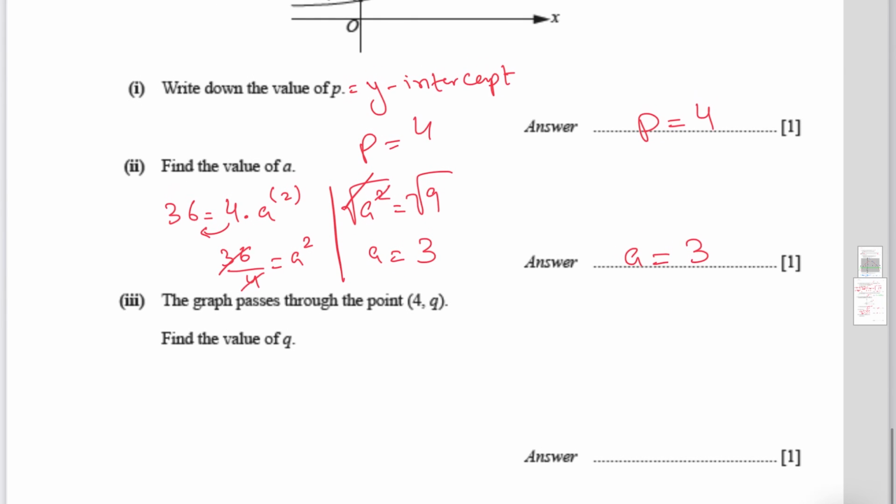Let's look at the next part. The graph passes through the point (4, q). Find the value of q. We don't know what the value of q is. q is actually the y value of this equation. So we have a, we have p. So we do 4 times 3 to the power of 4. 3 times 3 times 3 times 3 gives you 81. 81 times 4 gives you 324. So the value of q is 324. I hope the question made sense.